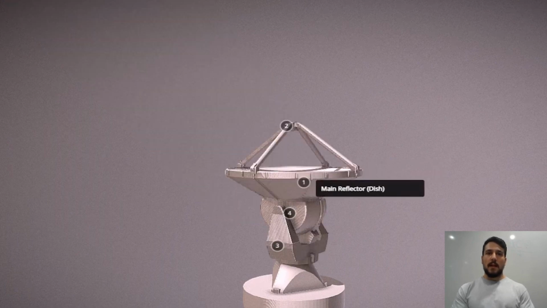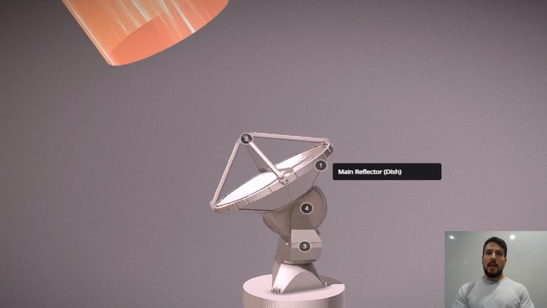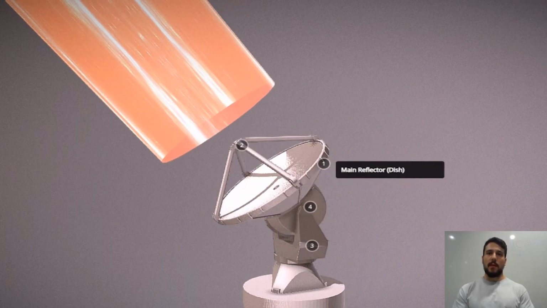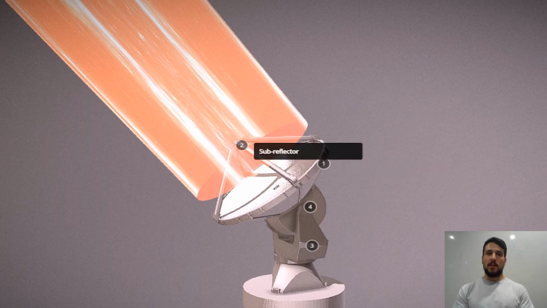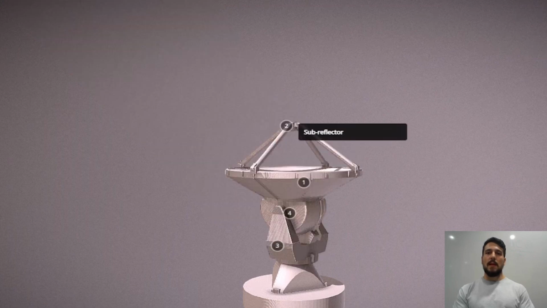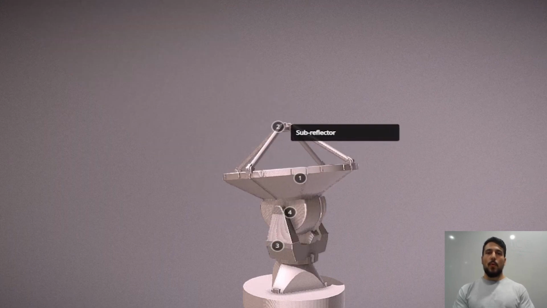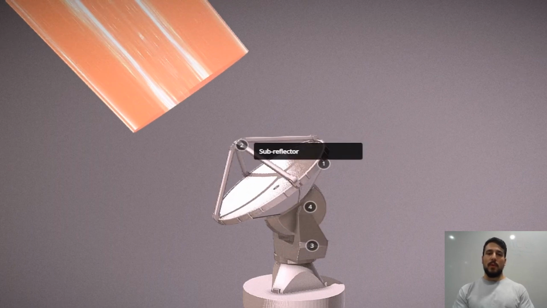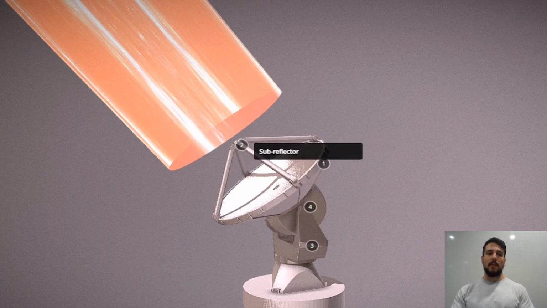The main dish collects the photons. To focus the incoming light better, we need a smaller curved dish called the subreflector, in 2 here, that reflects this radiation to the receiver where the image is collected. The idea behind this is that we need a certain focal length to focus the image, and for this type of telescope, the focus could be outside the telescope itself. So we make up for this missing focal length with the distance between the main dish and the subreflector.